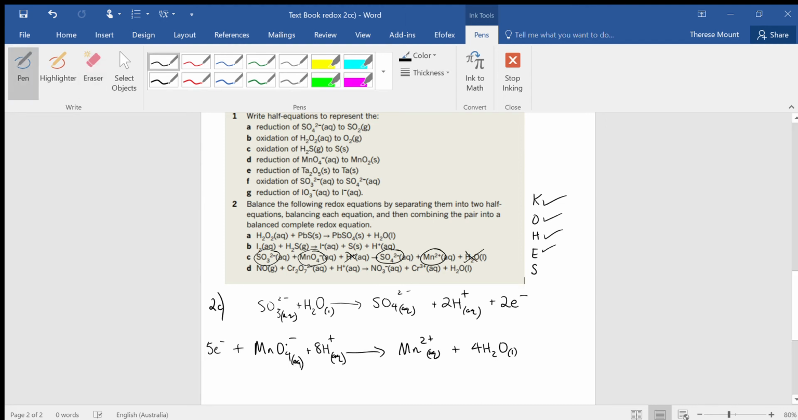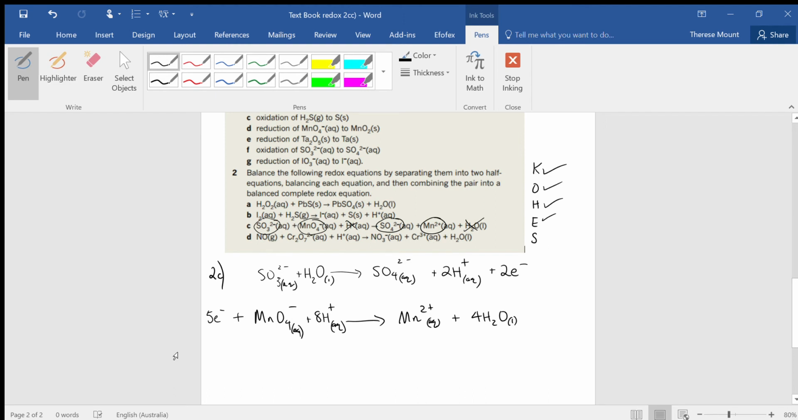Okay, so now I need to add my 2 half equations together, and I just need to check that my electrons are the same value, which they're not. So I'm going to multiply. I need to think about what number is the smallest number that 5 and 2 can go into. The smallest number, now that's 10. So how am I going to get this to 10? I'm going to multiply everything by 2. How am I going to get this to 10? I'm going to multiply everything by 5.